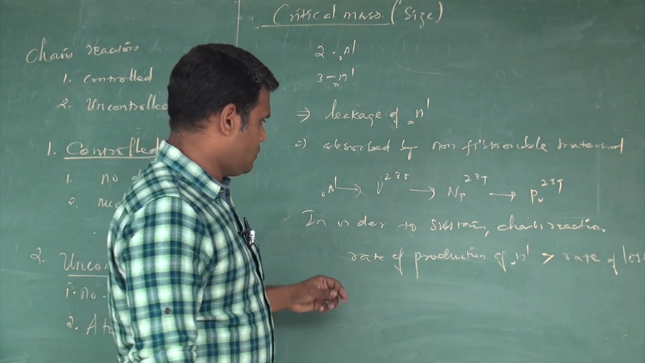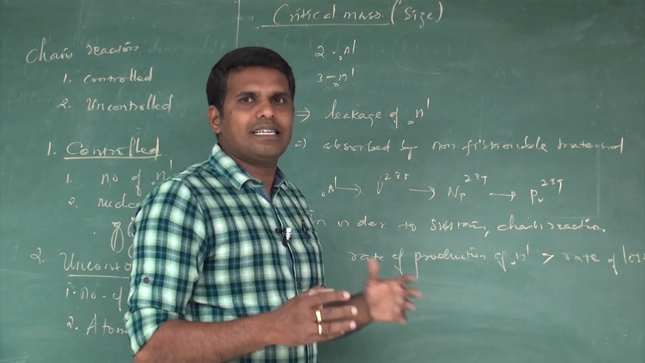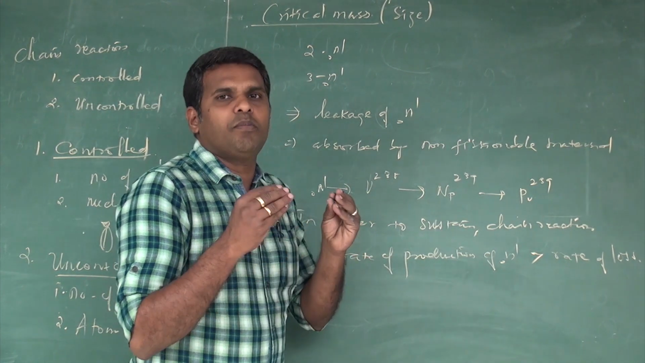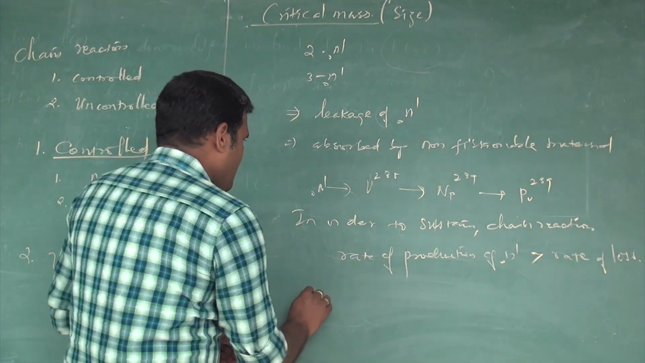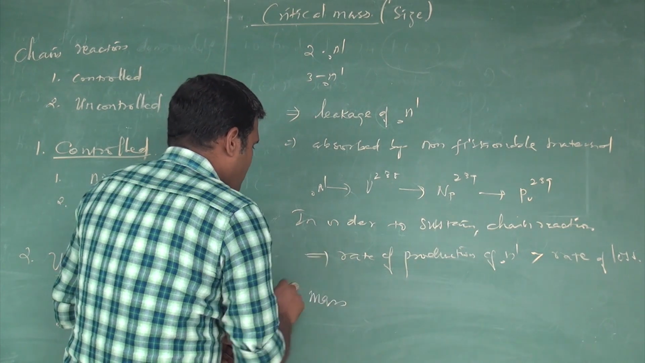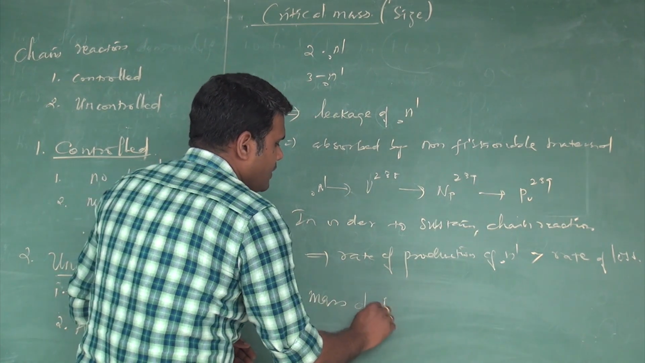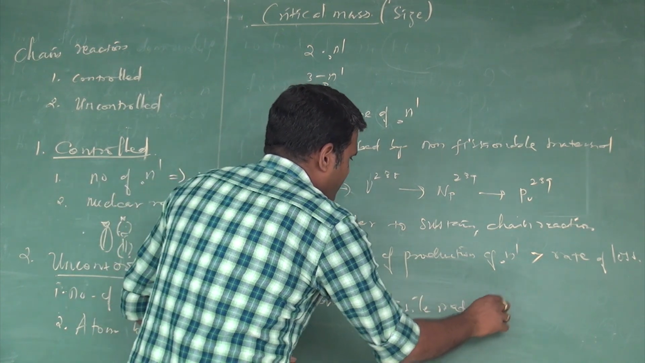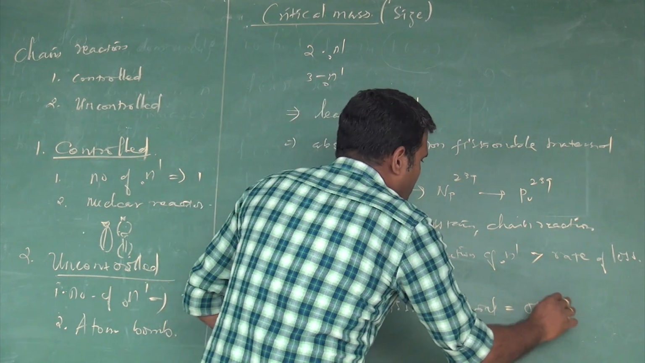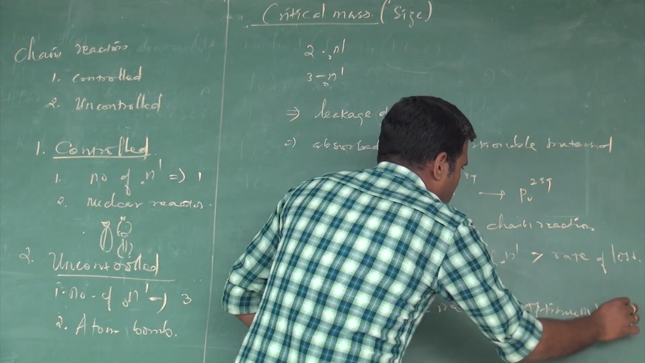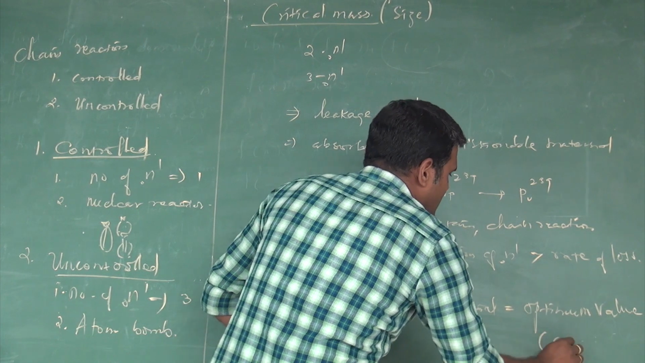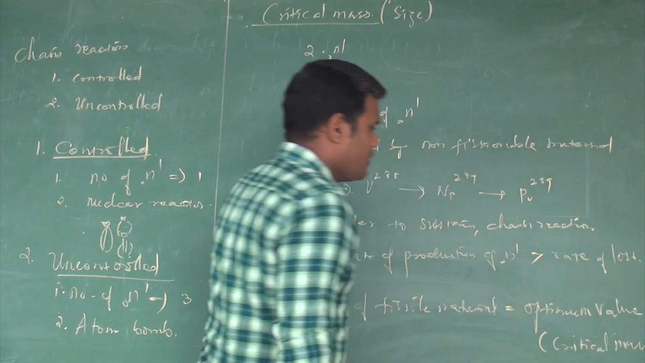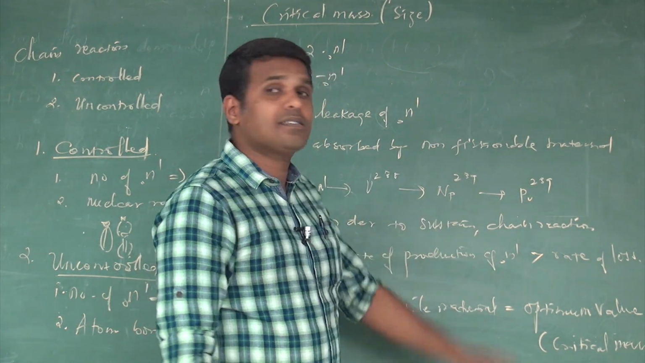Also, the mass of the material, the size of the material, must be equal to some optimum value. The mass of the fissile material is equal to some optimum value. We call this the critical mass.